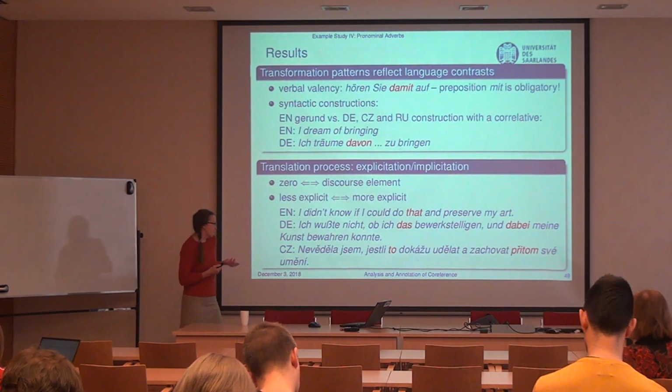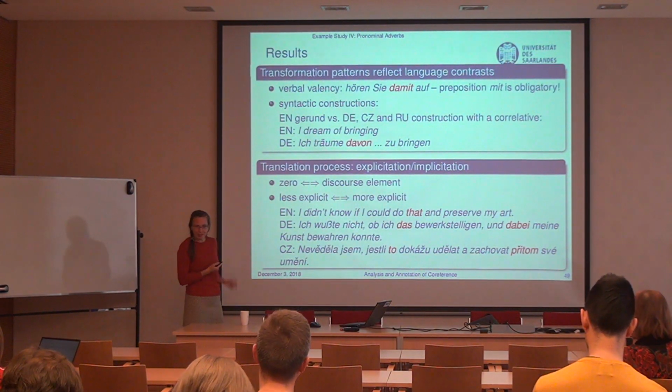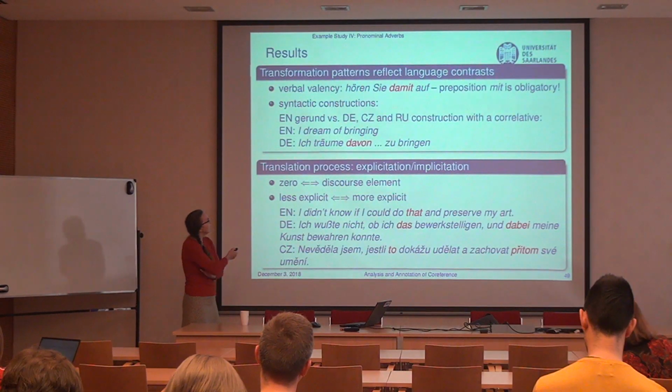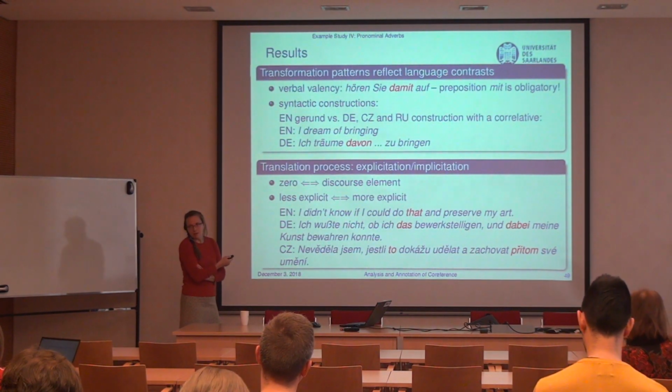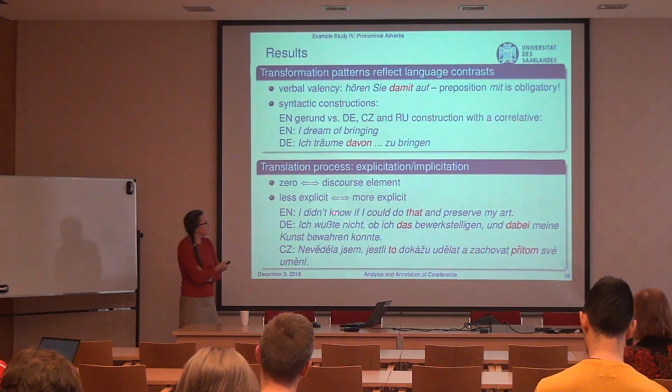And so this is some kind of construction which does not have an equivalent in the target languages, and that's why translators have to use some additional elements which we find explicit. And then from the point of view of the translation process, explicitation and implicitation, we can have zero and then some discourse elements, so this kind of pronominal adverb, or a less explicit, more explicit element.